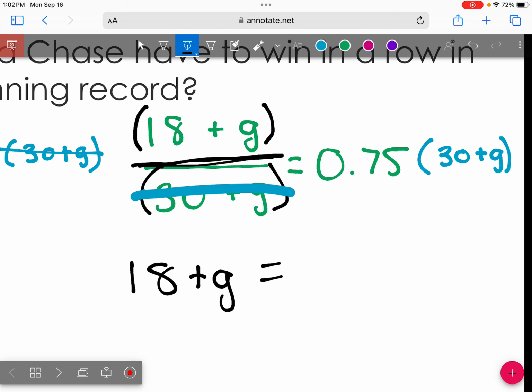So what do we do next? Distribute. I need to distribute this 0.75. What do we get when we take 0.75 times 30?